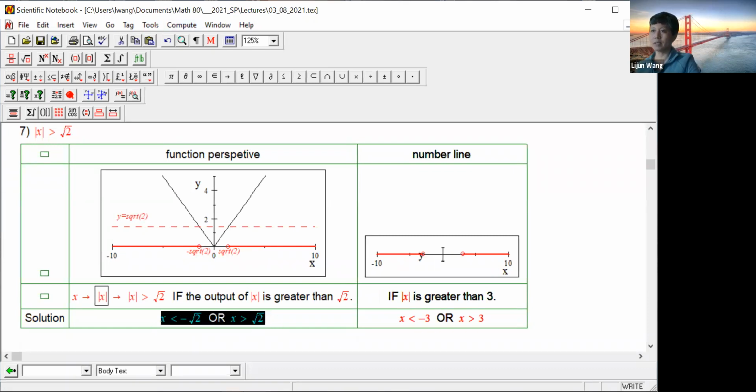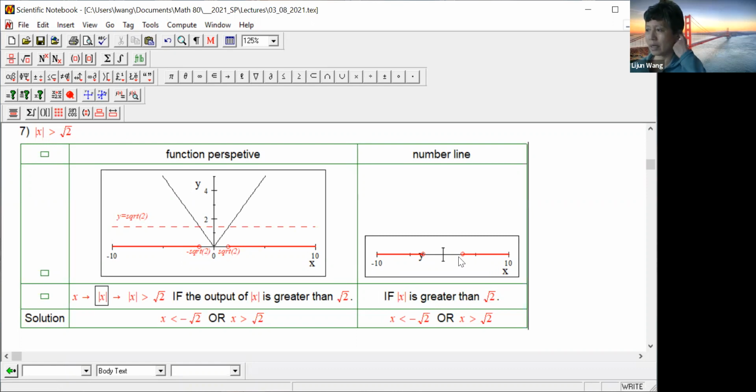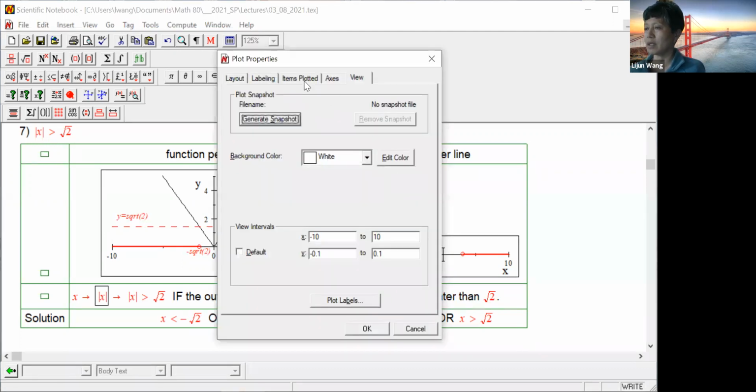Okay, same idea. Whether you handle 3 or you handle square root of 2, the ideas are really the same. I can make some adjustment here. Let me see if I can make that adjustment. Do you guys follow me? Could you guys complete number 8?